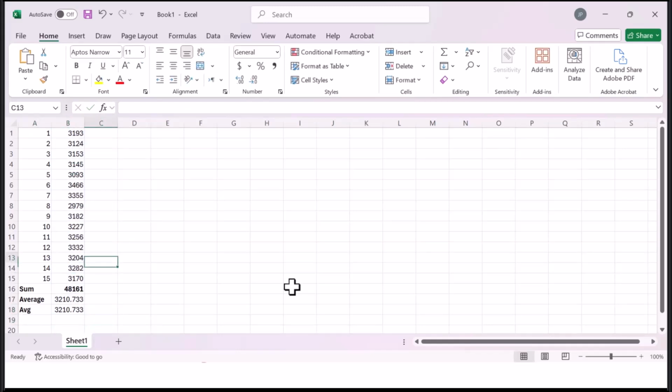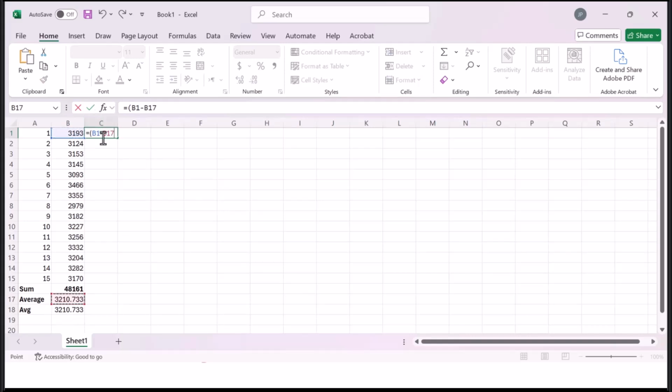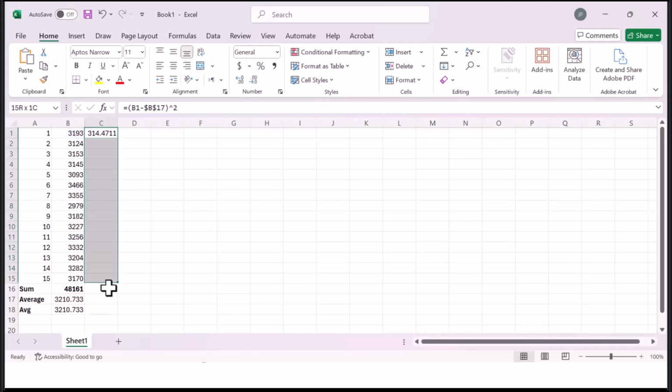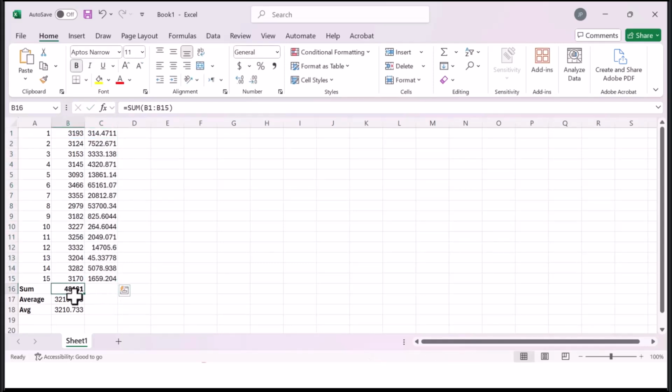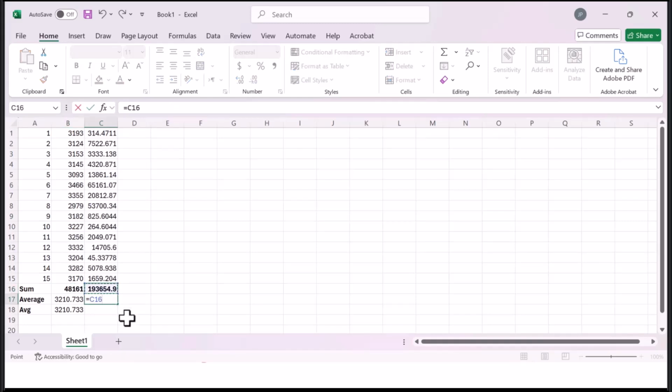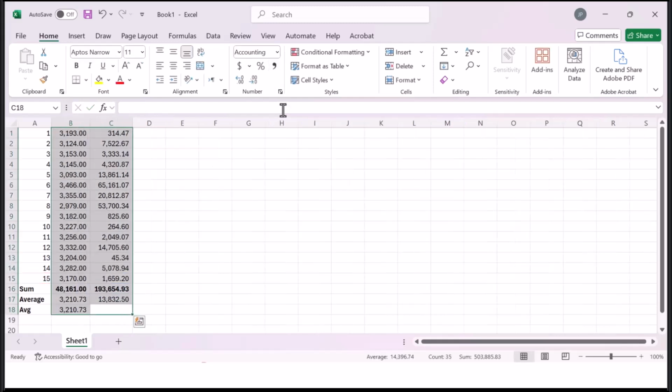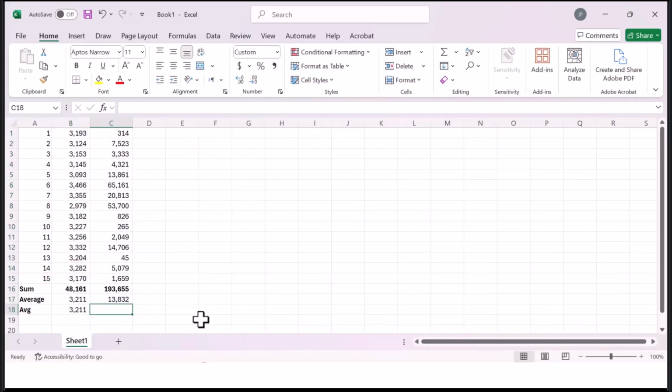For the variance, we need to do this one minus the average, right? And I'm going to fix the average. So in this way, I can do average fixed and square. All right, then the sum of all together, and this one divided by n minus 1, right? This one divided by 15 minus 1. Sum this one. All right, for the standard deviation, simply SQRT of this one is 118, right?